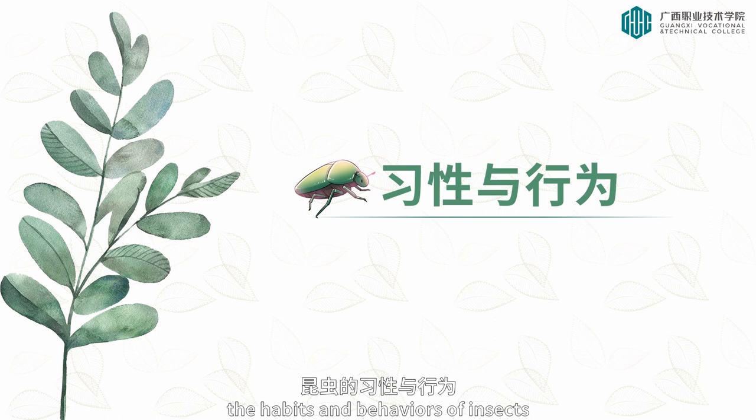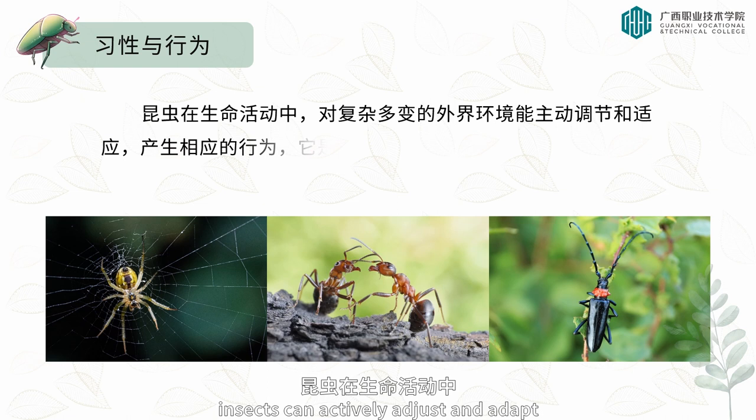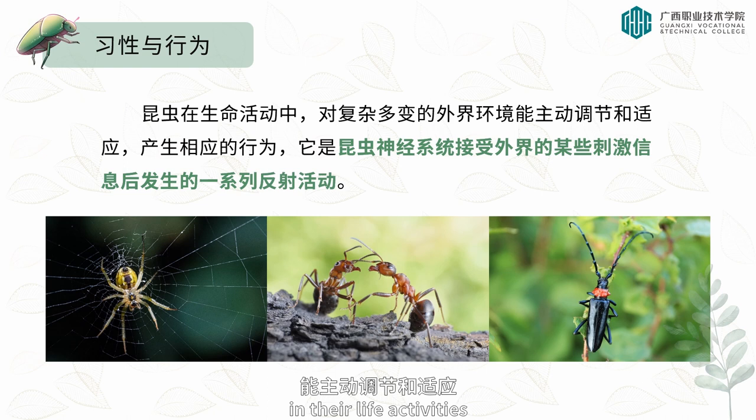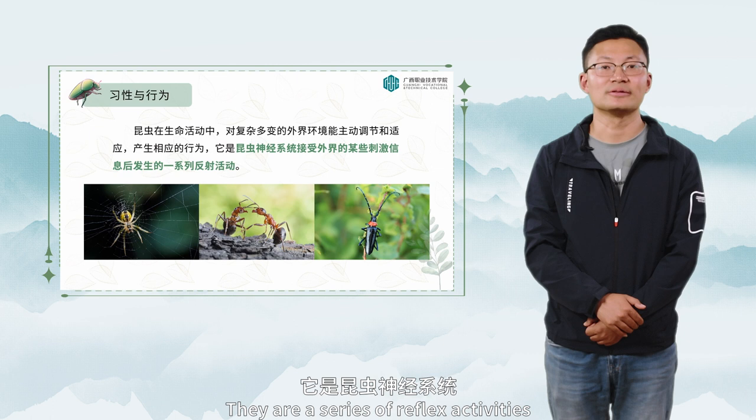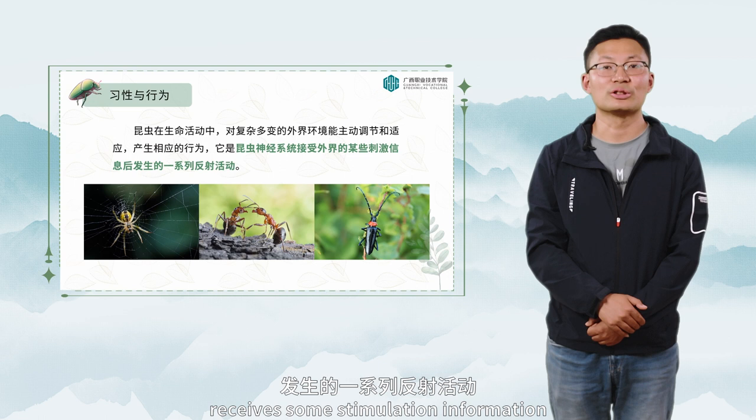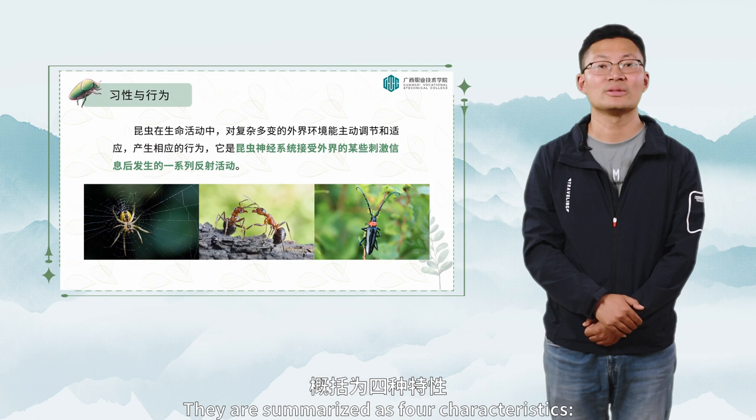Insects can actively adjust and adapt to the complex and changing external environment in their life activities to produce corresponding behaviors. They are a series of reflex activities that occur after the insect nervous system receives some stimulation information from the outside world. They are summarized as four characteristics.